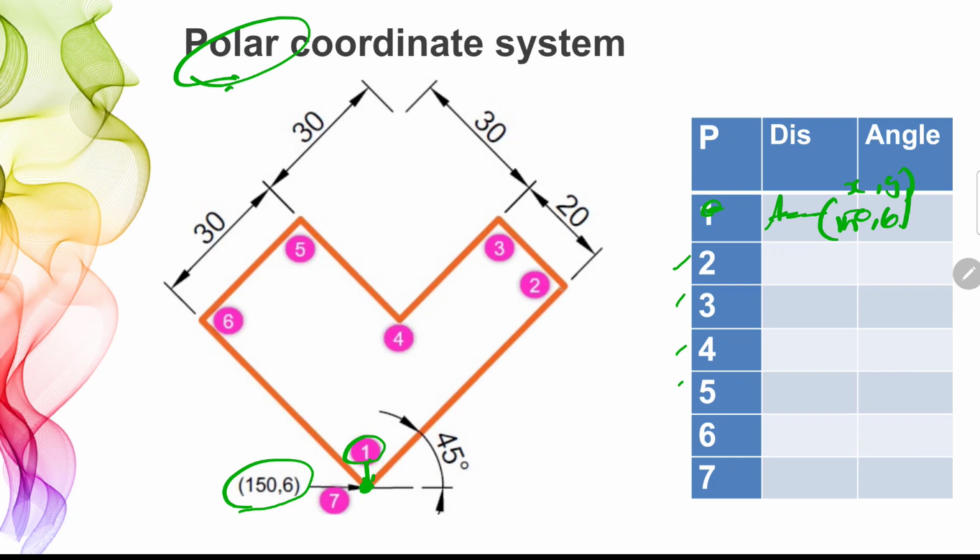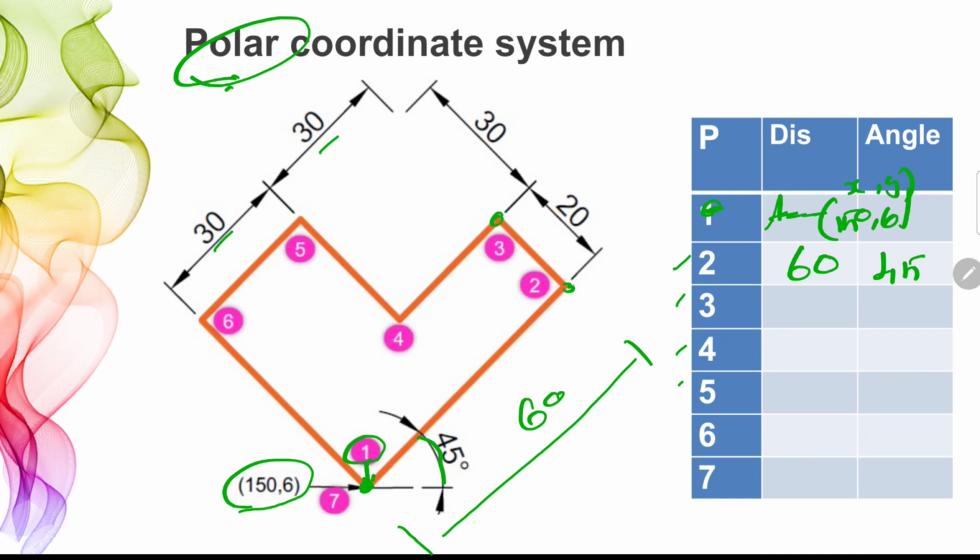So what is the second point? First we want to find out the distance. What is the distance? This is our total distance. We already know the distance is 60, because here it is 30, 30. So the total distance is 60. So for the second point, the distance is 60. Then we want to find out the angle. The angle is given as 45 degrees. So here I mention 45 degrees.